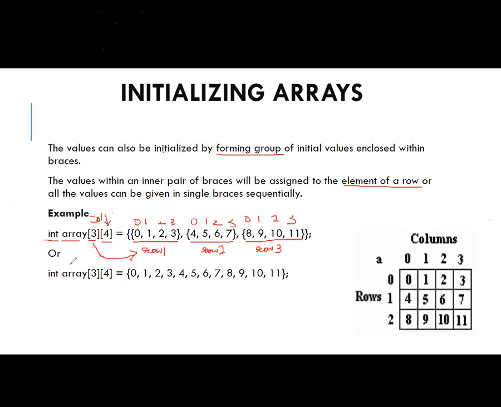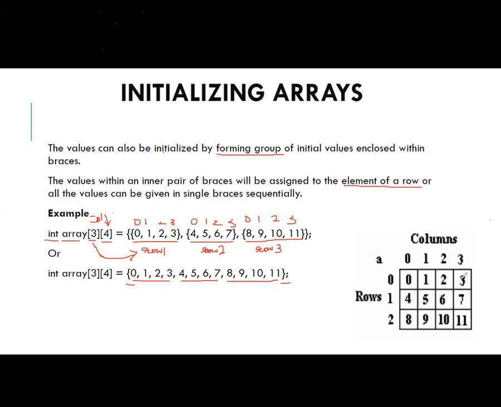Or what you can do is you can directly put all the values in a single bracket. Can you see here, I've used a single bracket instead of grouping them row-wise. How many values is it going to take? I know that it is going to take 12 values, so I have just populated this bracket with 12 values. It is going to take these values in the first row, these in the second, these in the third. So it is going to enter the values always row-wise.